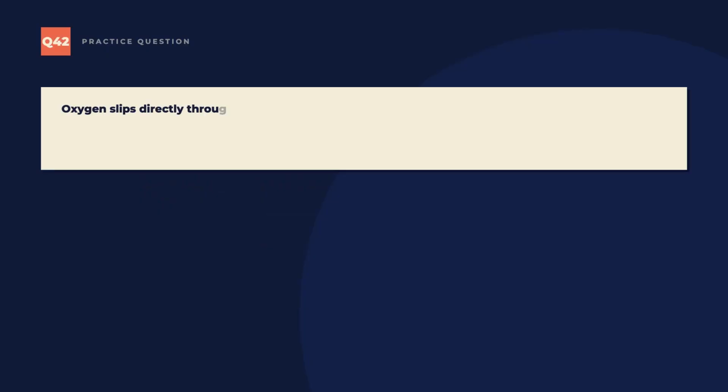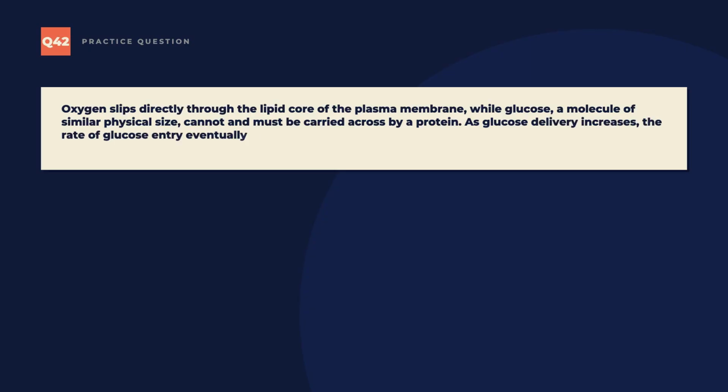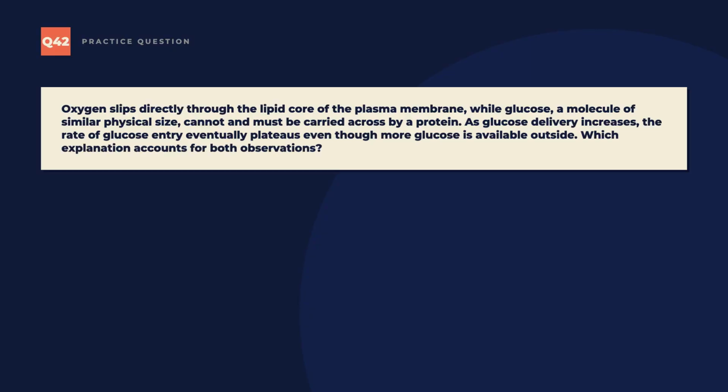Question 40. Oxygen slips directly through the lipid core of the plasma membrane, while glucose, a molecule of similar physical size, cannot and must be carried across by a protein. As glucose delivery increases, the rate of glucose entry eventually plateaus even though more glucose is available outside. Which explanation accounts for both observations?